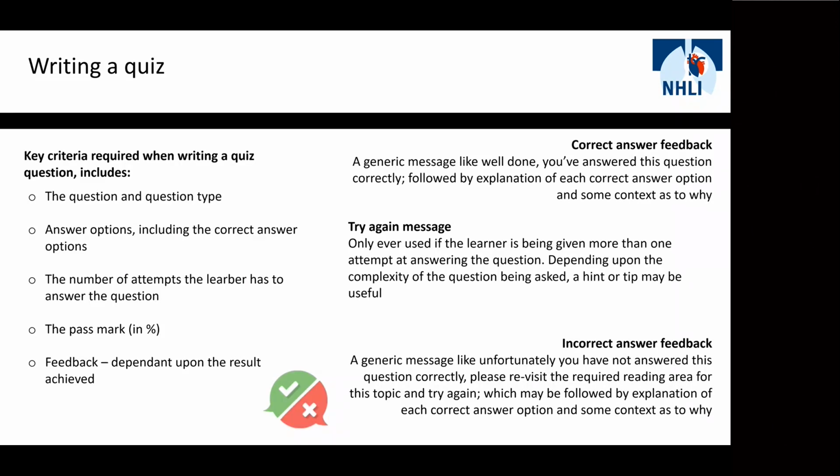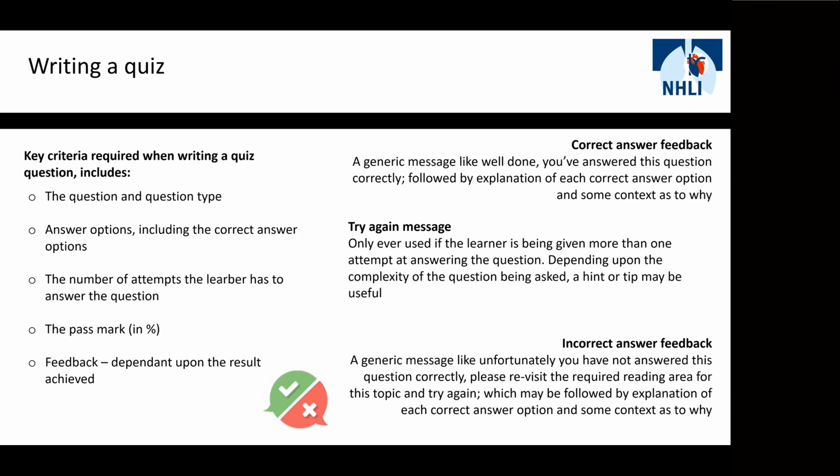When it comes to writing a quiz question now, there's a lot of information on the slide. I won't go through it all, but for the purposes of communicating from a subject matter expert to the person who is developing the quiz, there are some key criteria that we need to communicate. So essentially the question and the question type, the correct answer options, the distractor answer options, so the answers that we're including which aren't correct, the pass mark, and then the feedback.